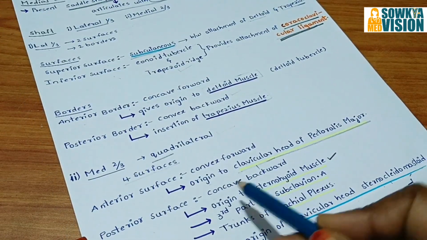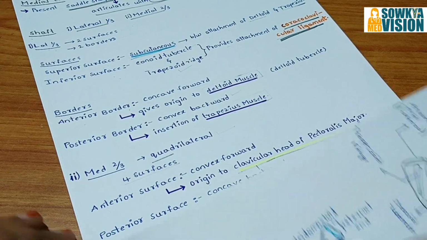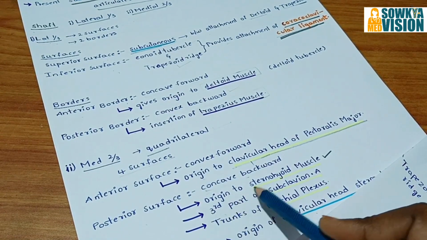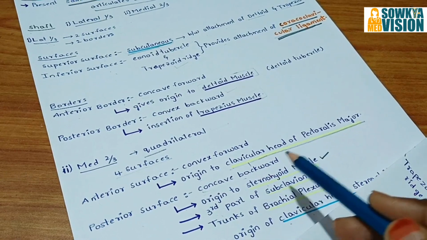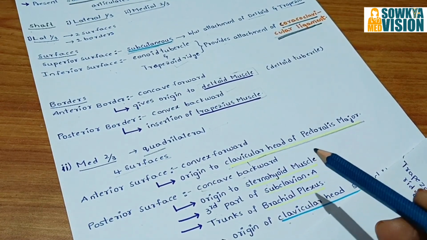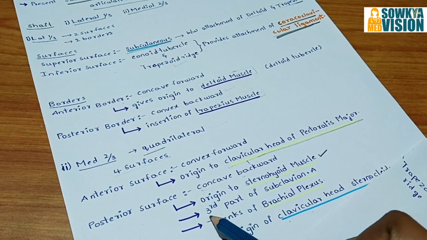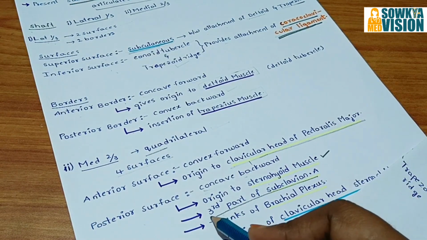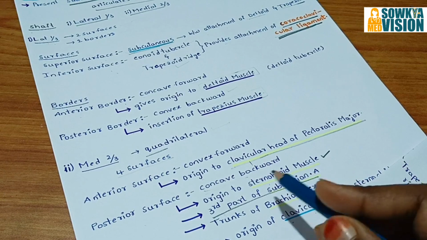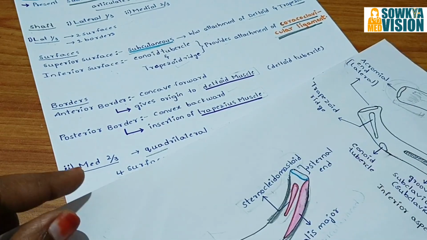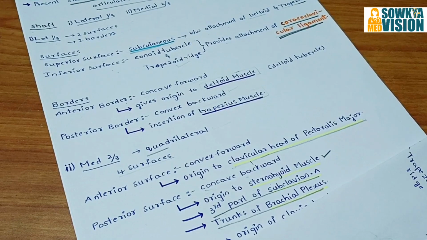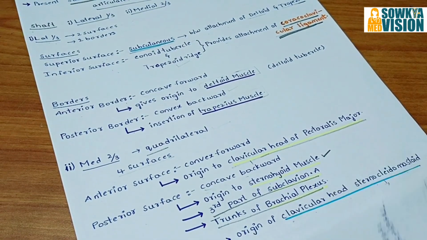Now the posterior surface is concave backward. This is concavity backward. Now it gives the origin to sternohyoid. It is the muscle starting from the sternum to the hyoid bone. Also it is related to the third part of the subclavian artery, which contains three parts: part 1, part 2, part 3. So the third part of the subclavian artery is related to the posterior surface of the medial 2/3 of the clavicle. Also it is related to the trunks of the brachial plexus, which is the main nerve supply to the upper limb.